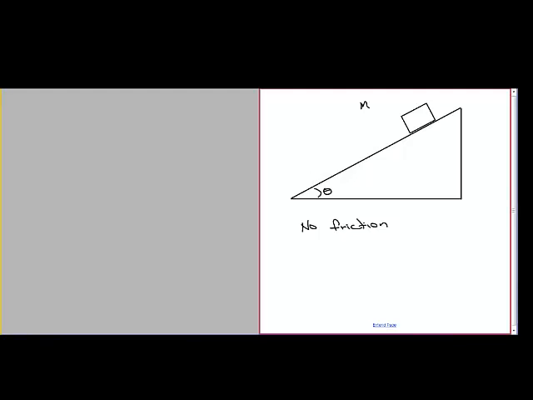Okay, so this is a block sliding down an inclined plane. If the angle is large enough, well, actually it doesn't matter. There's no friction. It's going to slide down, irrespective. So we take our little block, we bring it down here, and we show the forces acting on it.